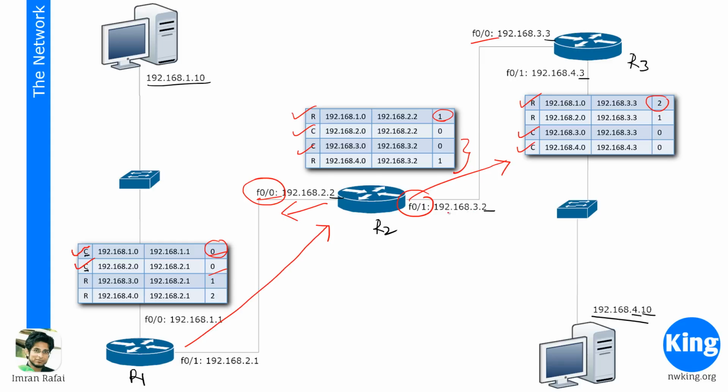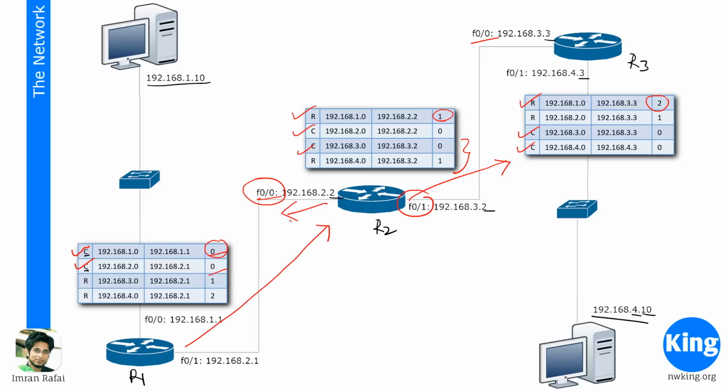3.0 is connected to f0/1 and 4.0 was learned through f0/1, right? So it is only going to send these two updates on this f0/0. That is the simple rule of split horizon, which means do not send updates about a route on the interface from which you learned those in the first place. Very simple. That's a rule that is there to prevent the counting to infinity problem or the routing loop.